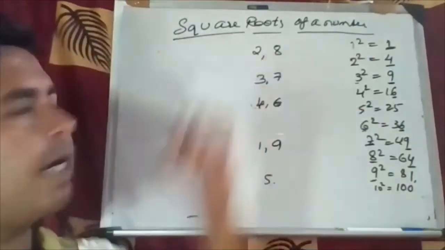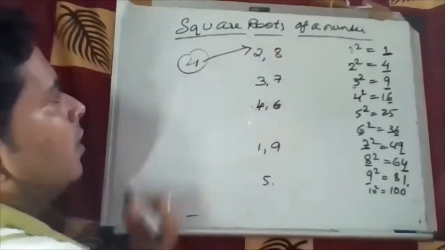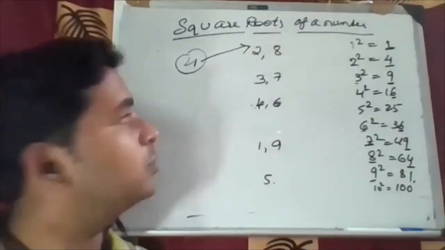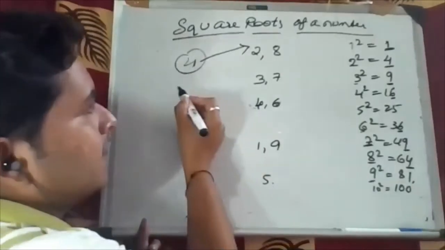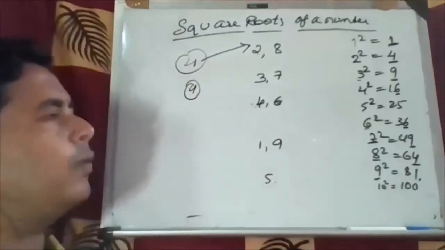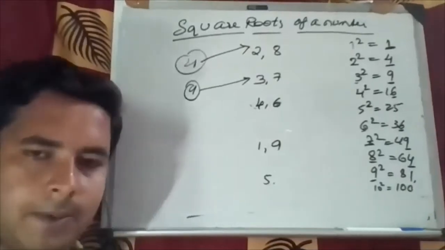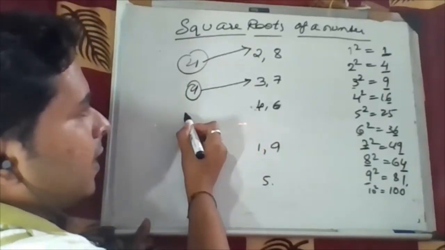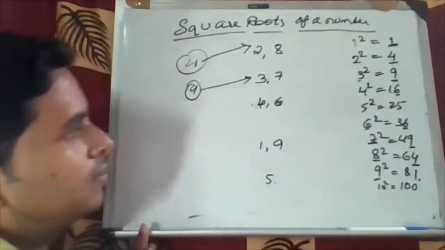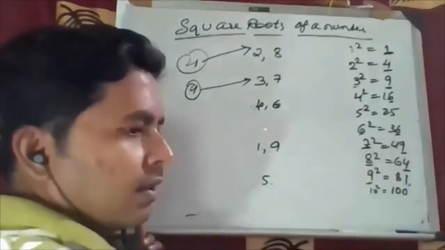Which are those numbers? 2 and 8 give unit digit 4. So if 4 is the unit digit of the square, the root ends in 2 or 8. And if the unit digit is 9, the root ends in 3 or 7. And if your square ends in 4 or 6, then the root ends in 4 or 6.